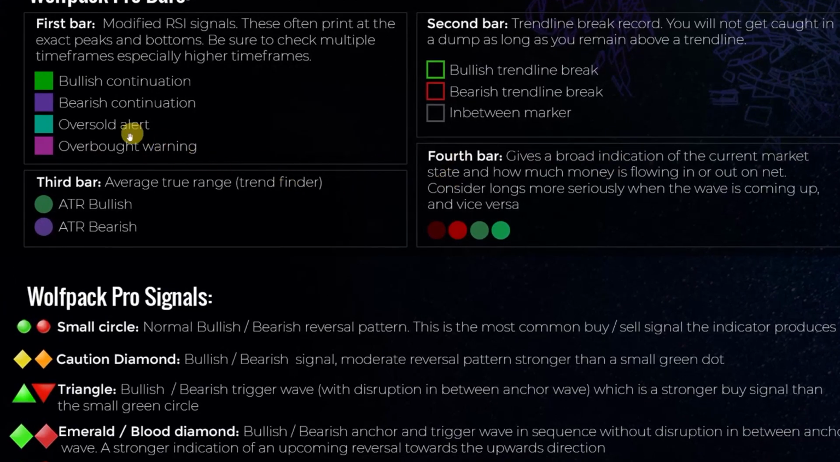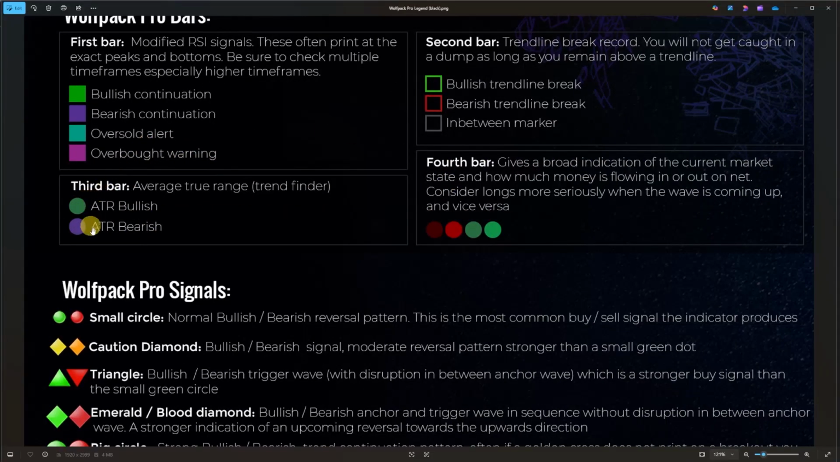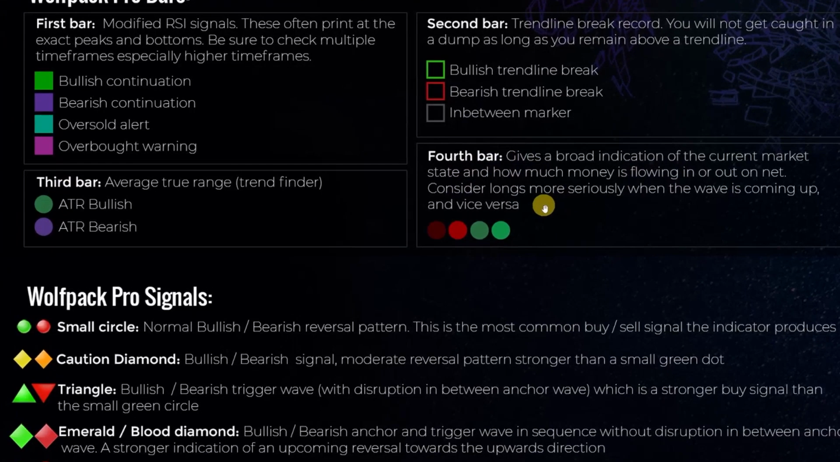The last two things we have to cover are the third and fourth bar, which are on the bottom of the indicator. That's the ATR. And the fourth bar is just a broad indication of how the current market state is and how much money is flowing in or out.